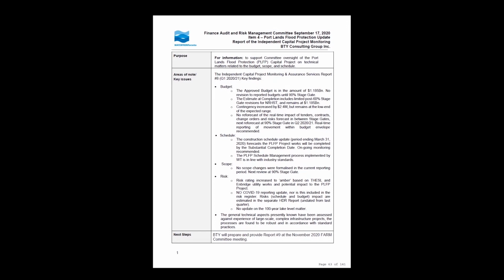Yeah, so what's happening with the estimate of completion is it's going to be updated for the 90% stage gate, which we'll be seeing in this next period, and then on a quarterly basis we're going to receive the information about the real-time impact of the tenders, risk realization and change orders. So we are going to be getting that information on a quarterly basis going forward after 90%. Okay, so you're happy with that? Yes, we're happy with that.